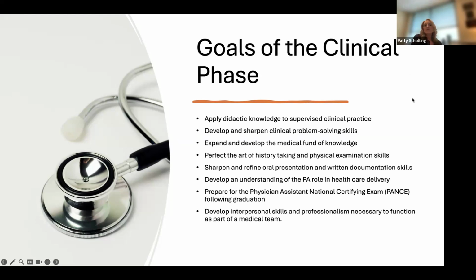There we go. The goals of the clinical phase. We're going to back things up a little bit. What are really the goals of the clinical phase? It's to apply didactic knowledge to supervised clinical practice and develop and sharpen clinical problem-solving skills while expanding and developing medical fund of knowledge and perfect the art of history taking and physical examination skills. The goal is also to sharpen and refine oral presentations as well as written documentation skills and develop an understanding of the PA role in the healthcare delivery team. It's also important that the students develop the interpersonal and professional skills that are needed to function as a provider.